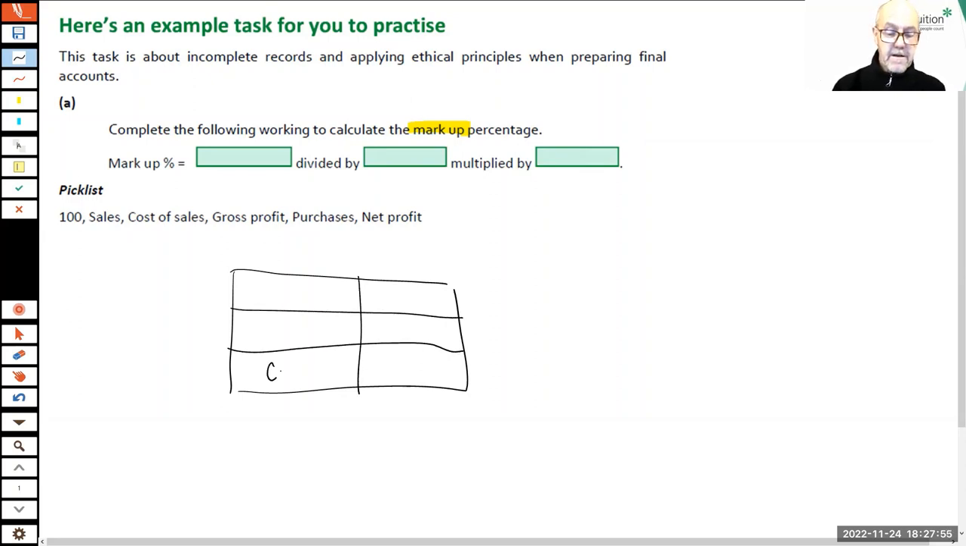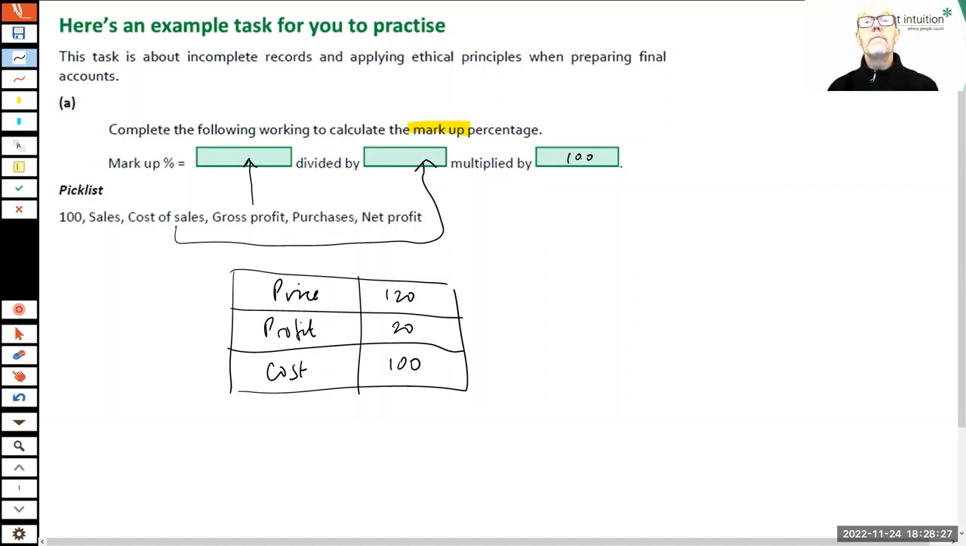Let's not guess. We have cost, we have profit, we have price. Cost is 100, so let's say our profit is 20, our price is going to be 120. So our markup percent is our profit divided by our cost of sales. Yeah, well done. Excellent.